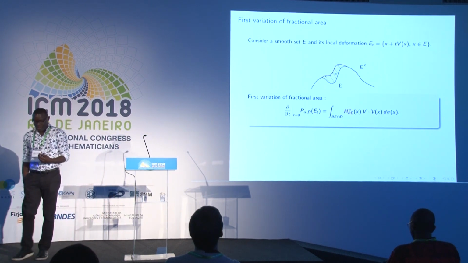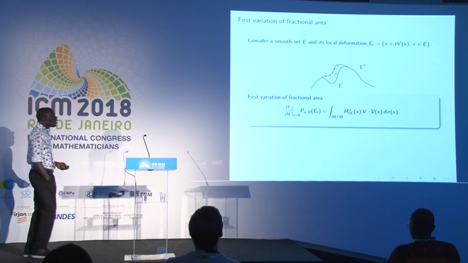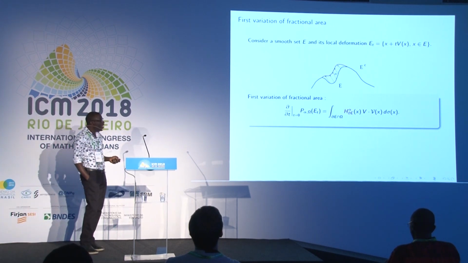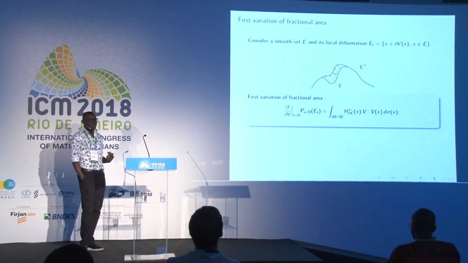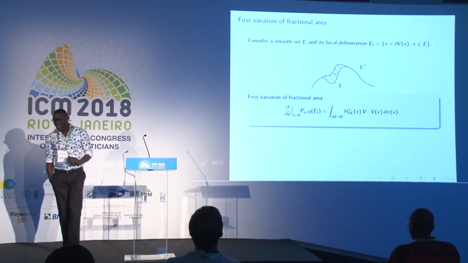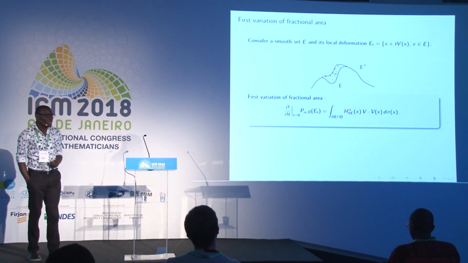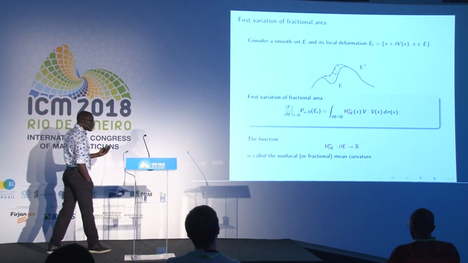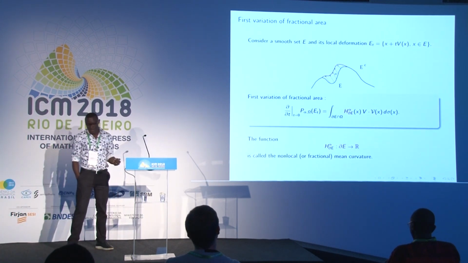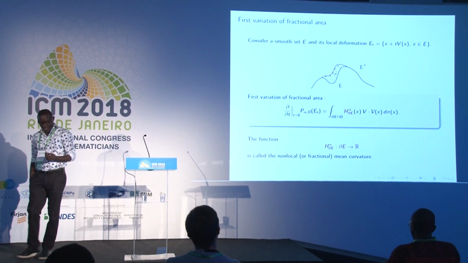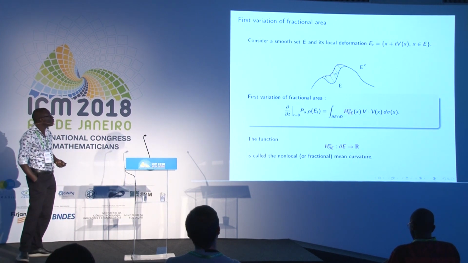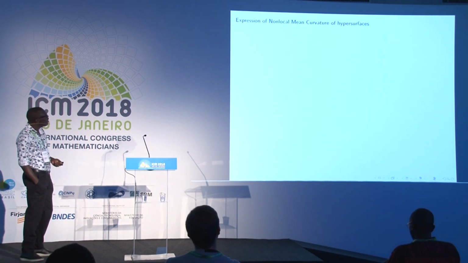And this is precisely the geometric quantity that appears in the title of my talk, which is H alpha of the set omega. So this H alpha is nothing but the non-local mean curvature. It is a function that is defined from the boundary of the set to R, and it has some interesting geometric properties that I would like to list a little bit.